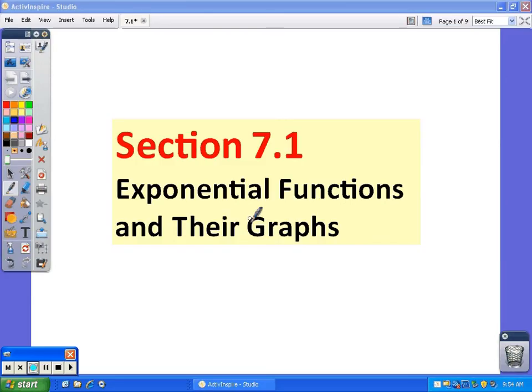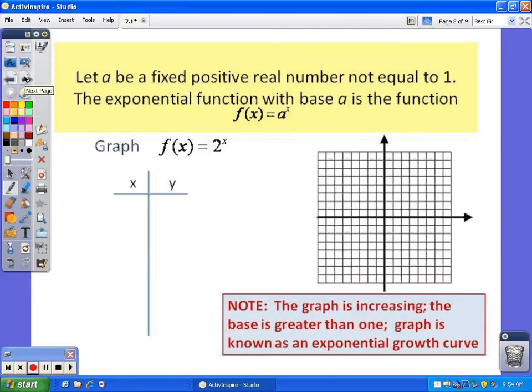Chapter 7 deals with non-algebraic functions called transcendental functions. The first transcendental function that we're going to look at is an exponential function. Notice in the definition, the exponential function would be f of x is equal to a to the x power. Now notice the difference between these exponential functions and our regular algebraic functions is that the base is going to be some number and our variable will be the exponent. So a very easy example of an exponential function would be 2 to the x power.